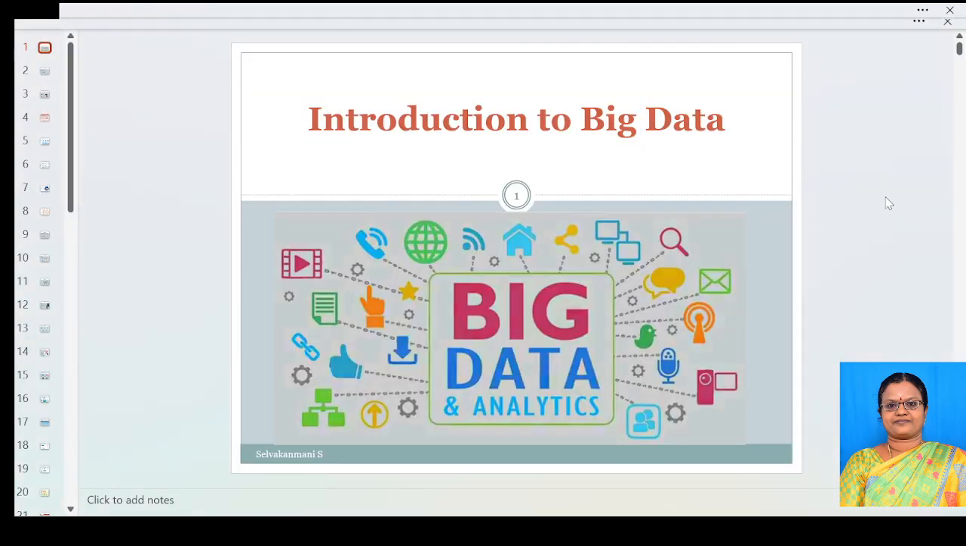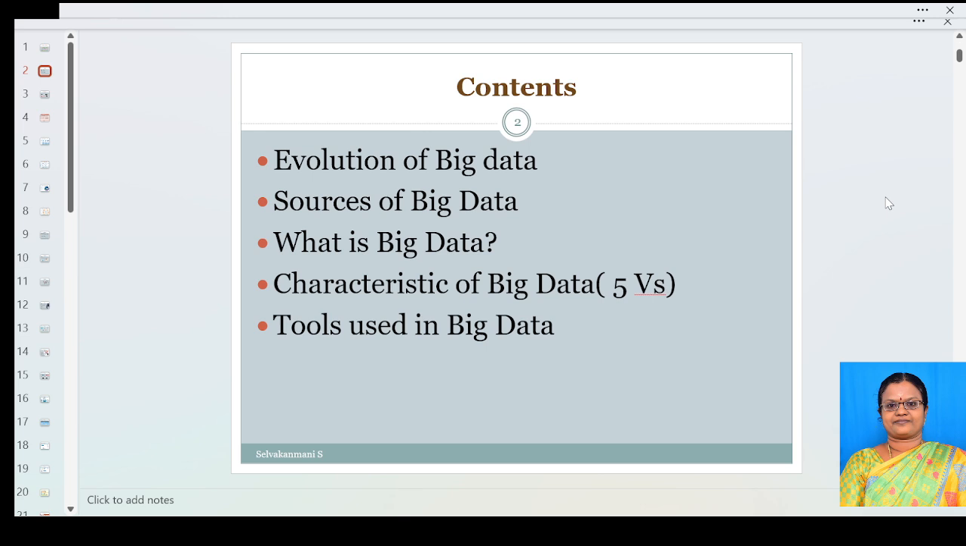Hi, now we will see introduction to big data. So the content of this PPT is evolution of big data, what are the sources of big data generation, what is big data, the definition of big data, and what are the characteristics of big data, the 5 V's involved in big data, and what are the tools used in big data?